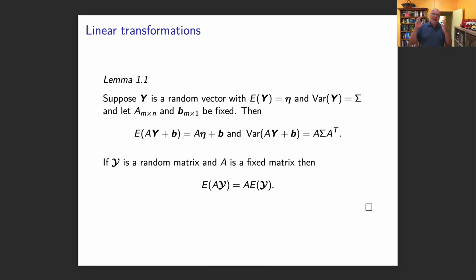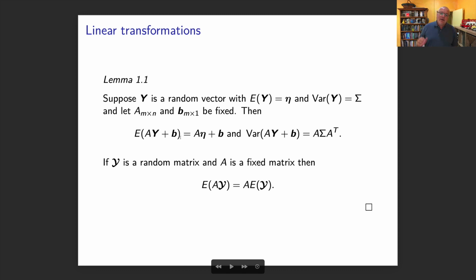So now instead of my a just being a number, now it's a big matrix. And it's designed so that it's m times n, so I can pre-multiply it by my random vector y. B is a vector, it's an n by 1 vector, and again these are constants. So A and B are not random, they're constants. Then, if I wanted the expected value of this matrix A times my random vector y plus B, then I just write that as A eta plus B.